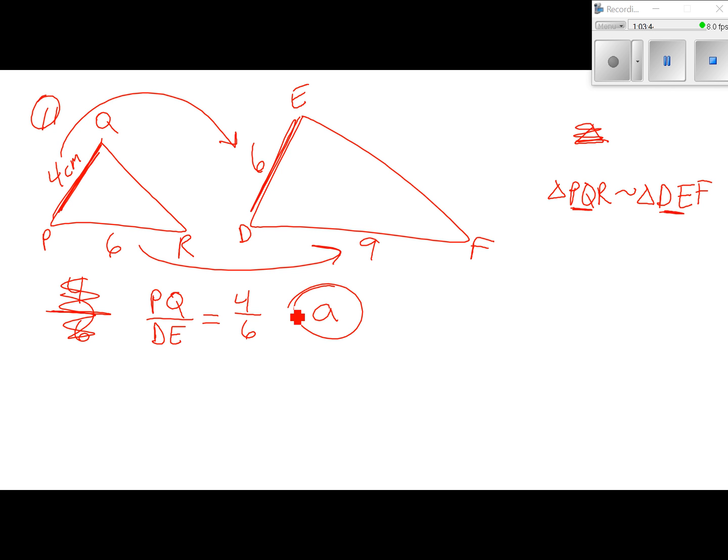If we look at the others, B says PQ matches up to DE, so that part's right. But then it says 6 to 4. They did that backwards. And then C says PQ matches up to EF. Well, those 2 sides don't match up. And then the next one says PR matches up to DE. Well, that's not the case. PR matches up to DF. So A is the only answer that it could be.